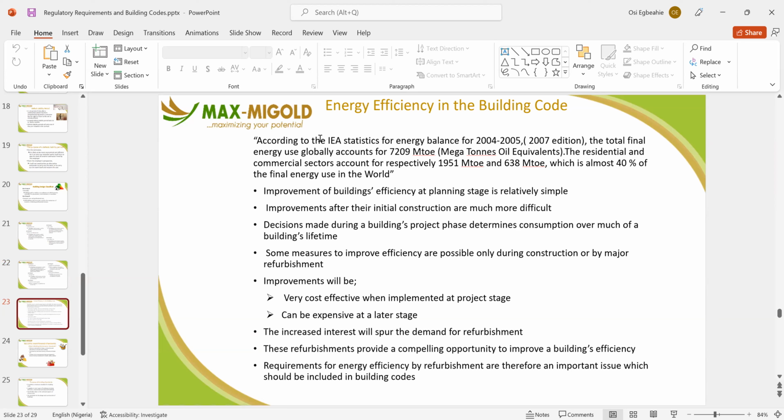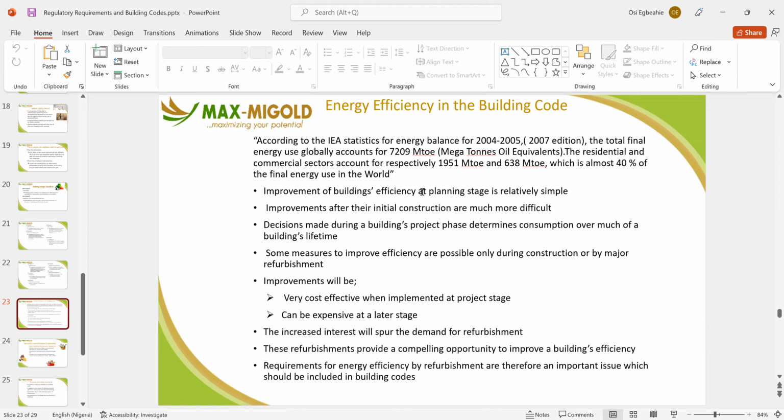Then energy efficiency in building. According to IEA statistics for the energy balance, 2020 edition, the total global energy consumption accounts for about 7,202 megatons oil equivalent, and then the residential and commercial sectors account for respectively 1,151 megatons and 633 megatons, which amounts to about 40% of the final energy use in the world.